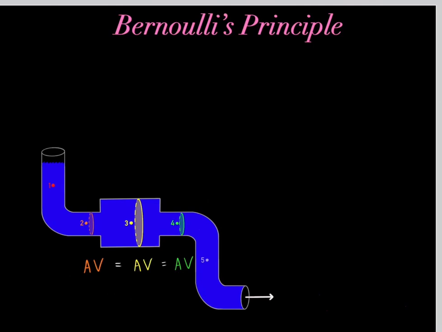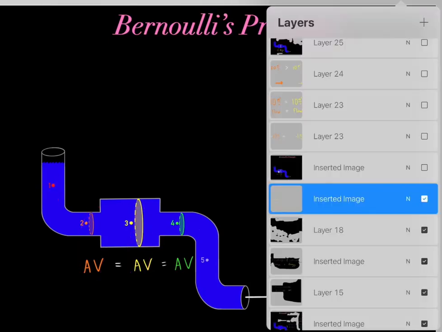And you could choose any region. For example, you could find the cross-sectional area of this region and multiply it by the velocity of the water molecules moving through this region, and that product would have to equal the product at any other region. So again, this is referred to as the continuity principle.